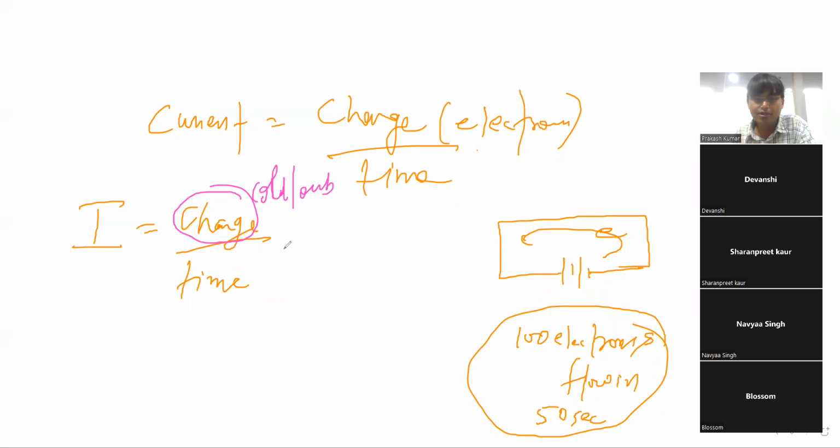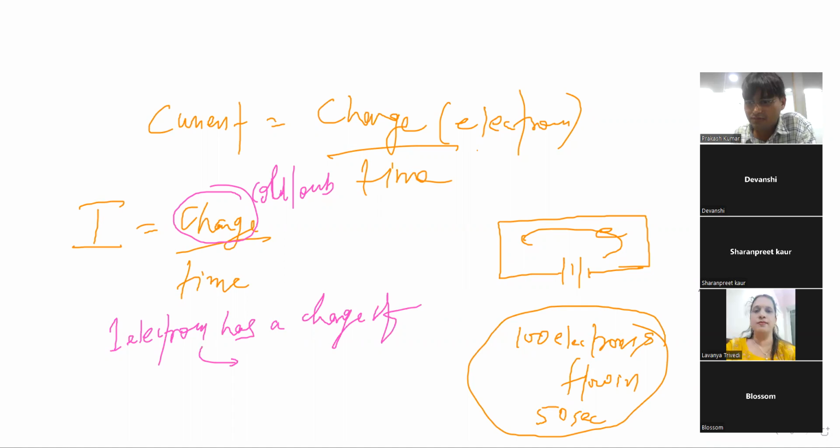All of you must remember that one electron has a charge of, how much charge does one electron have? The charge on one electron is 1.6 into 10 to the power minus 19 coulomb. At least if you don't know this, you must remember it. One electron has a charge of 1.6 into 10 to the power minus 19 coulomb.